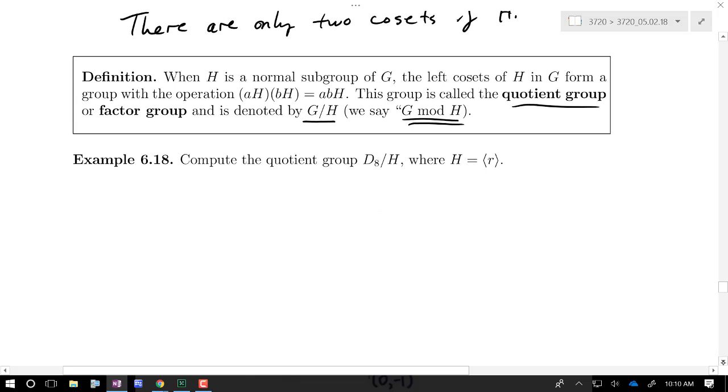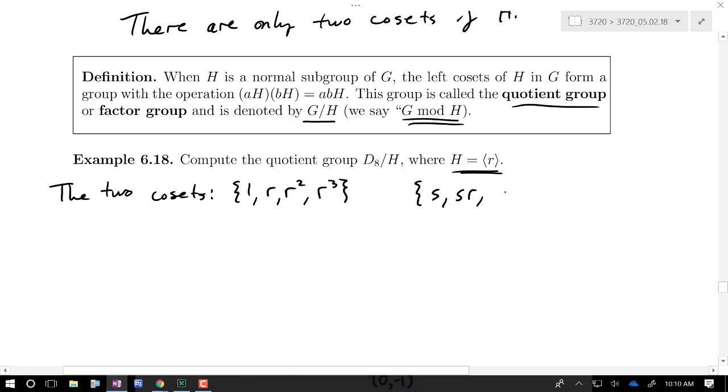So let's find this quotient group. We know that H, the subgroup generated by R, is a normal subgroup. And so we can define this quotient group. We found the cosets. I'm just going to write them out again. So we have 1, R, R squared, R cubed, and S, SR, SR squared, and SR cubed.